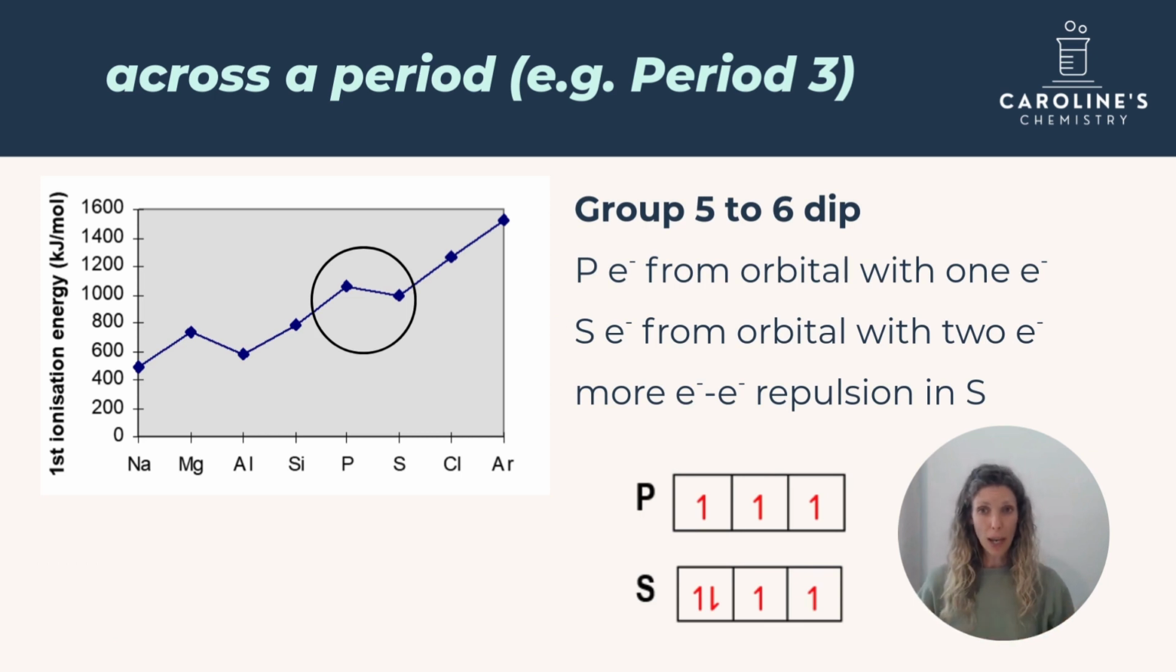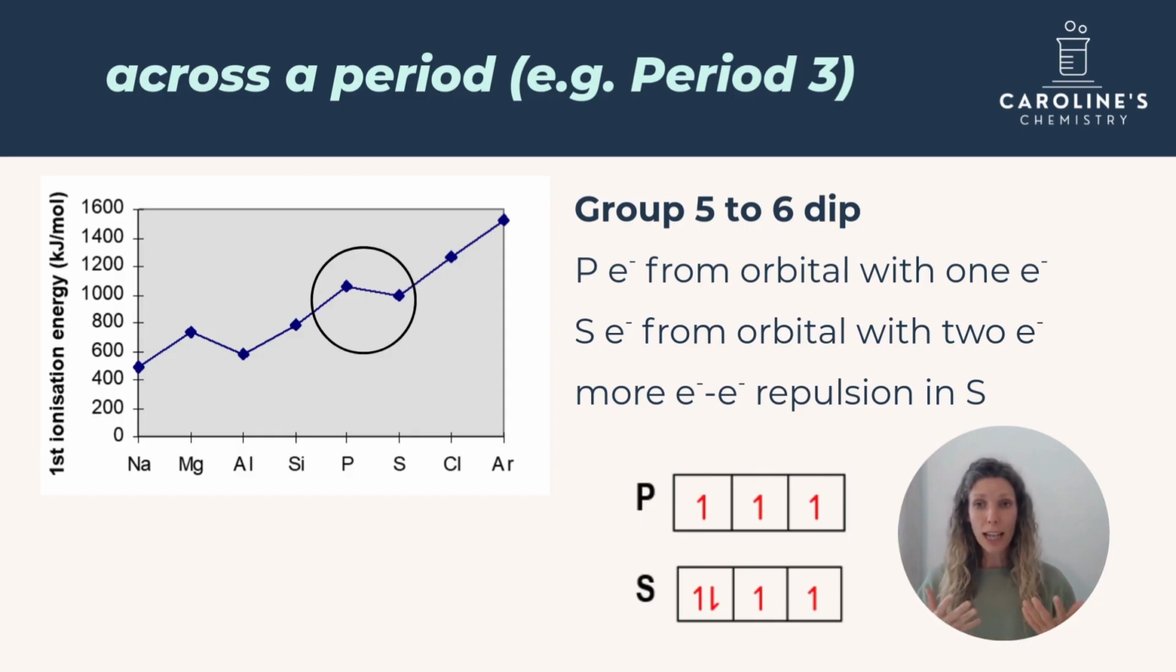So if we're looking at period 3 specifically, that is phosphorus to sulfur, P to S. Okay, now it's a completely different reason why we see the ionization enthalpy dip here. But again, we can explain it using electron configurations. So let's look at the electron configuration for phosphorus first.